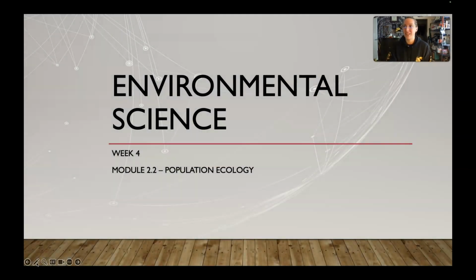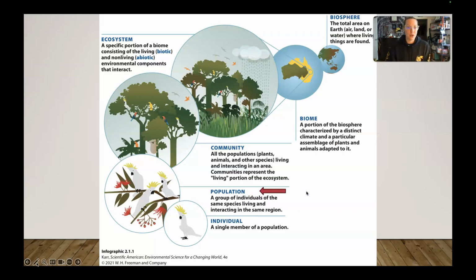So let's dive in. We're in week 4. Last week, just a brief review of what we looked at: we looked at the individual, population, community, ecosystem, biome, and eventually the biosphere, and we talked a few more details on that. What we're going to focus on this week is population: a group of individuals of the same species that are living and interacting in the same region. Just note that there can be different kinds of populations. What we're going to focus on in this particular unit is the gray wolf of North America.